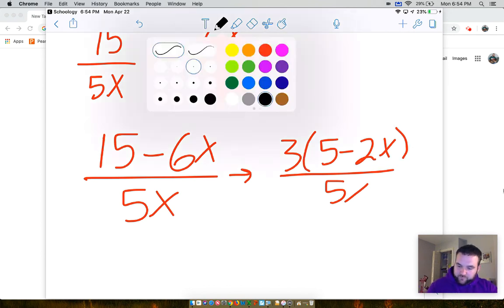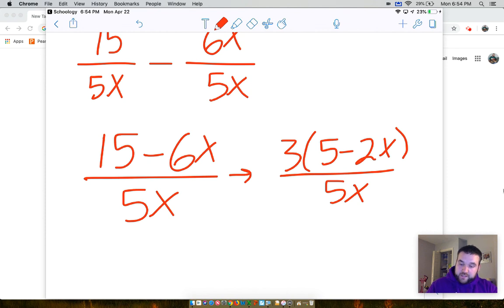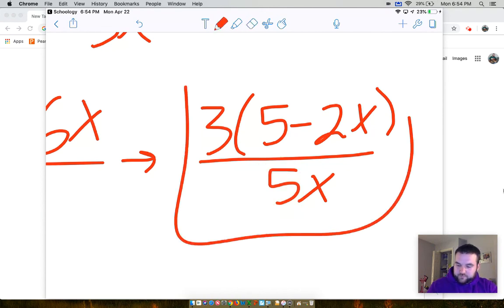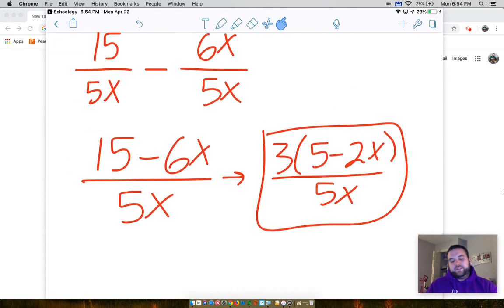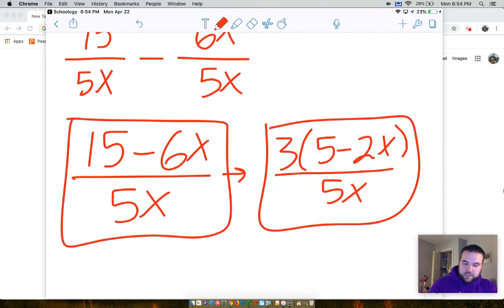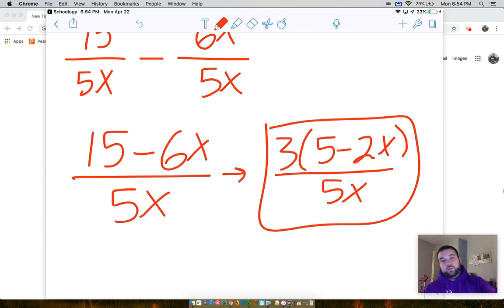Now, what could happen is if these were both 5s, then those 5s could cancel out because that 3 was factored out of the top. As it is, 5 and 3 have nothing in common. So this is our final answer. And because nothing canceled, you could leave it like this as well. But I would just encourage you to factor if you can, just to always check at the end there.